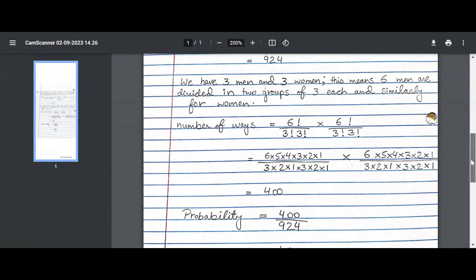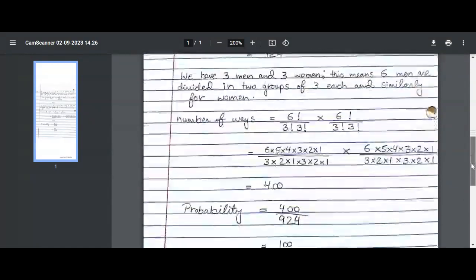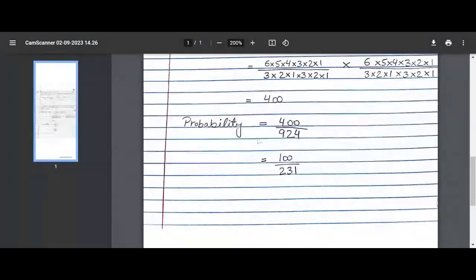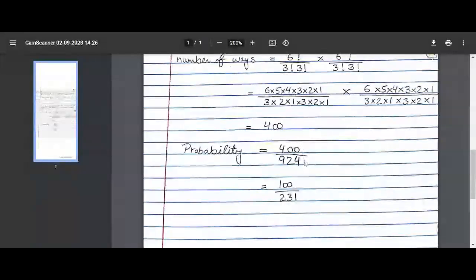Then after finding these numbers of ways, we will find the probability. Probability is equal to 400 divided by 924. So when we divide it, we will get 100 over 231.